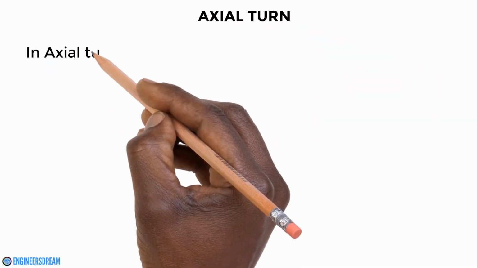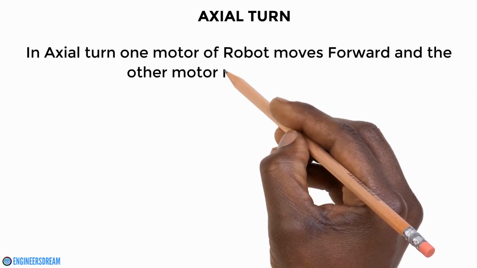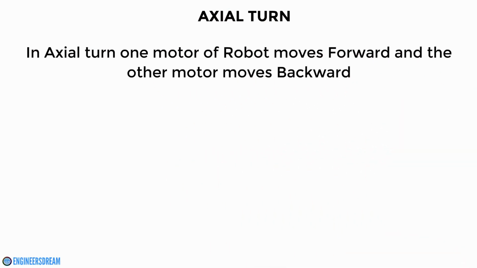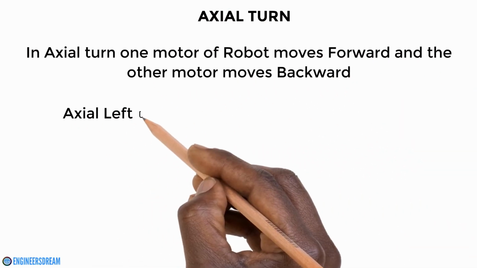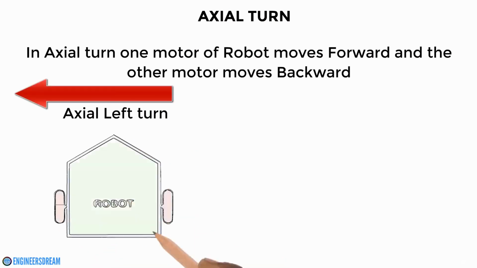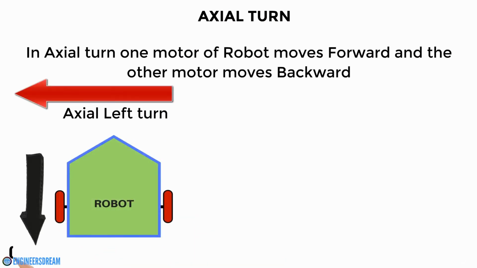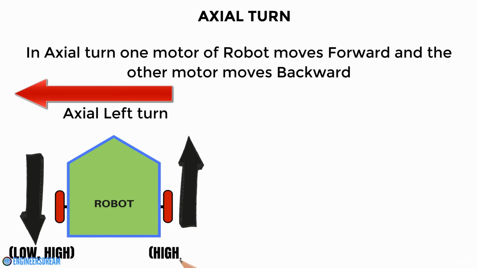In an axial turn, one motor of the robot goes forward and the other motor goes backward. If you want your robot to take an axial left turn, then the left motor should go backward. That is, we write a condition of low-high on the left motor, and the right motor should go forward. That is, we write high-low on the right motor.